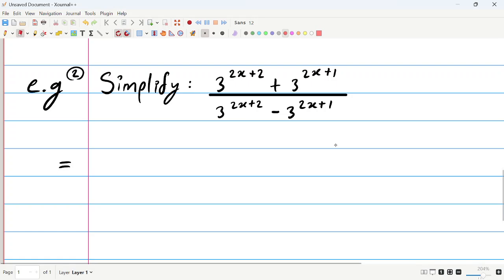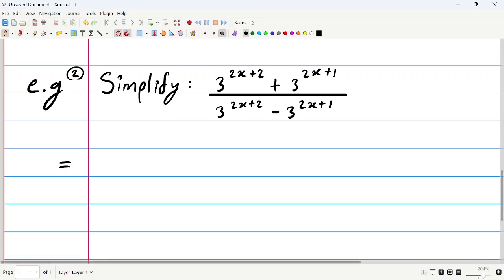But anyway, let's just go over this actual question. Let's look at what we need to do. If you remember from the last example, we split up the exponents using exponent laws. So let's do that for every single one. 3 to the power of 2x plus 2. Okay, so this is what we are going to have. We are going to say 3 to the power of 2x multiplied by 3 to the power of 2, because remember we have an addition sign here.